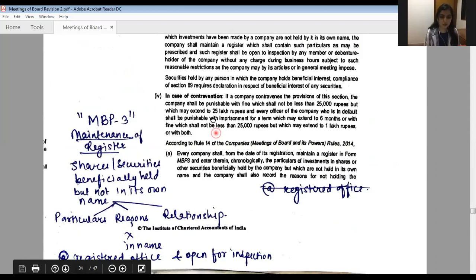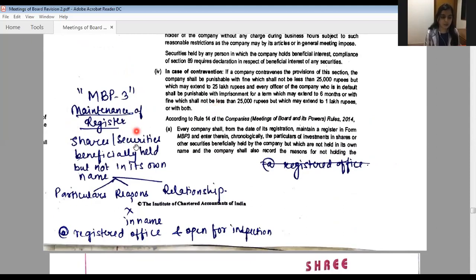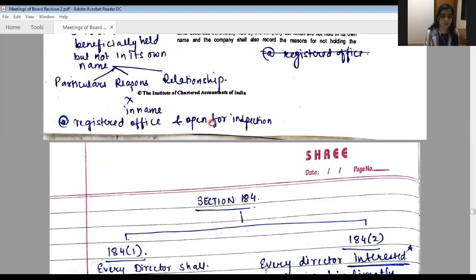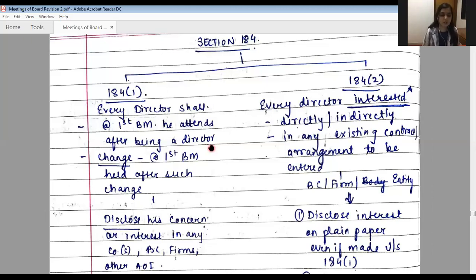Then the next point is maintenance of a register containing shares or securities beneficially held by the company but not in its own name. It shall be maintained in form MBP3. It shall contain the particulars and reason why it is not held in the name of the company, and the relationship. Then it shall be maintained at the registered office and be open for inspection. Now, till now, we have completed meetings of boards, powers of boards, committees of boards, and loans and investment. Now, we'll come to the part on related party.